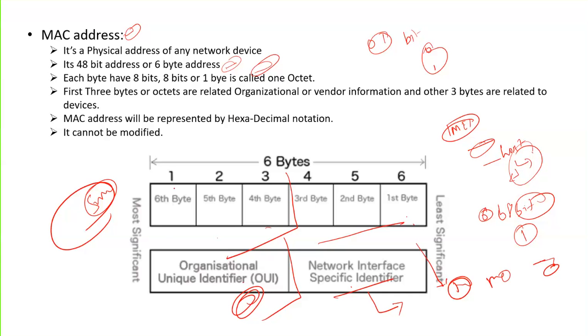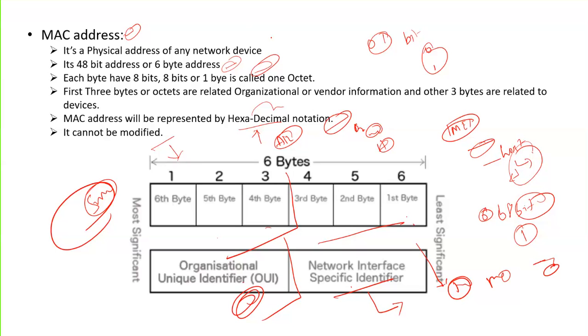This MAC address is represented in hexadecimal notation. We know hexadecimal, right? If you remember from BTech, we learned about binary numbers, decimal numbers, and hexadecimal. Hexadecimal is a combination of alphanumeric values. So we can represent a MAC address using hexadecimal notation. The manufacturer of the device will represent the physical address in hexadecimal only. And it can't be modified, because we won't be able to modify the physical address of any device.